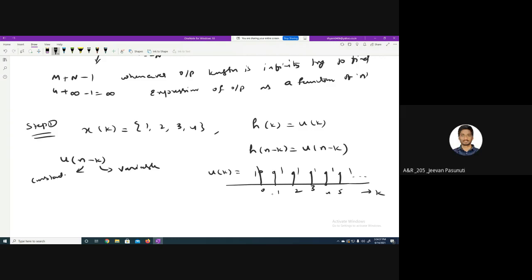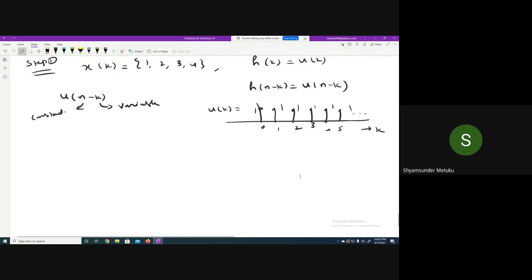Lines parallel to the y-axis. I said no in the very first class, second class. Yeah, lines parallel to the y-axis, I agree. I wanted to draw the u of n minus k signal, where k is a variable and n is a constant. I said you simply substitute in this equation: u of k is equal to 1 when k is greater than or equal to 0, and 0 when k is less than 0. Is it not? Yes, sir.